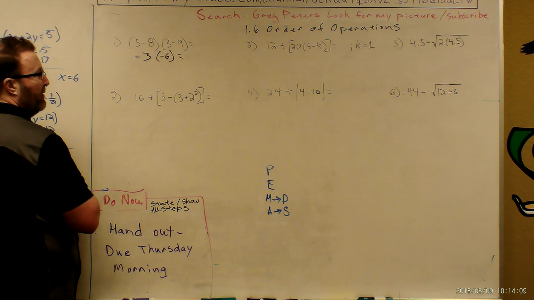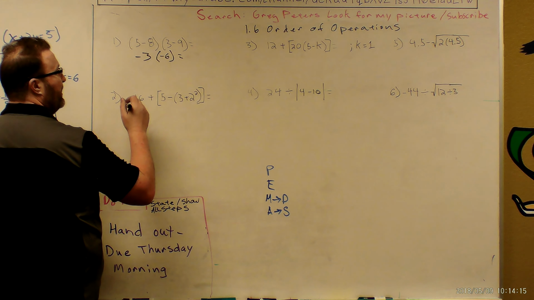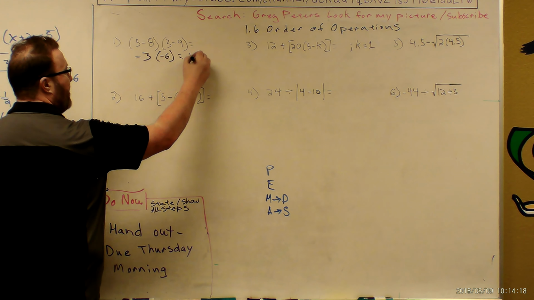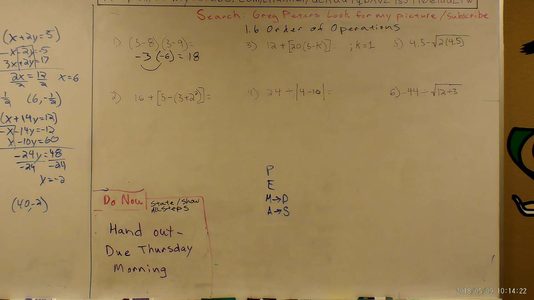What's 6 times 3? You guys got calculators on your desks? 18. Yes, what type of 18? Positive. Yes, why is it positive? Because two negatives make a positive. That's right, that's correct. Okay, any questions on that one? Remember, you solve inside the parentheses first before you can do the operation.